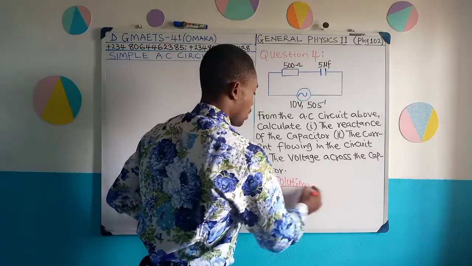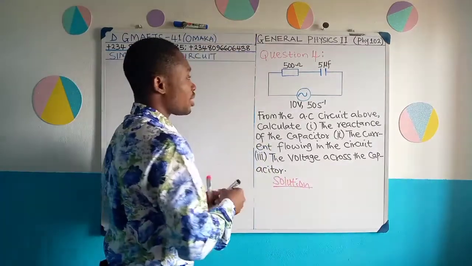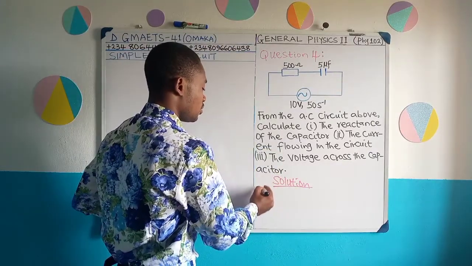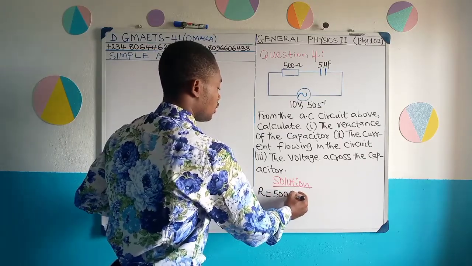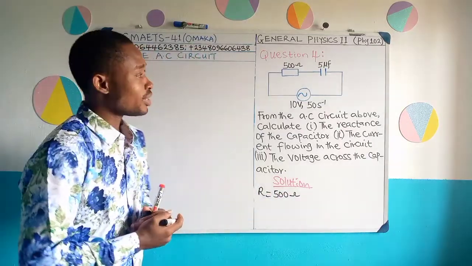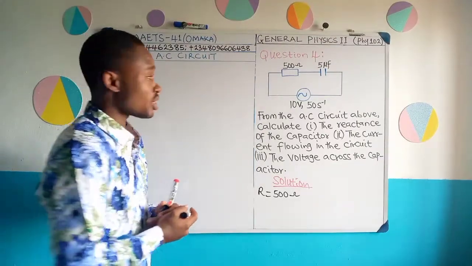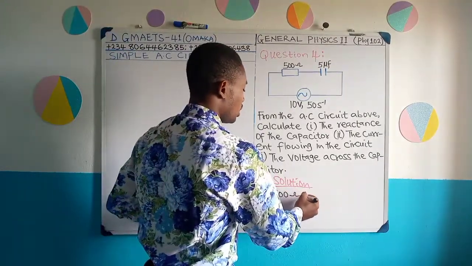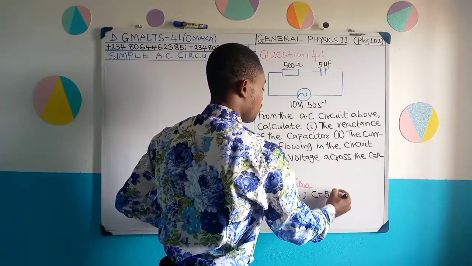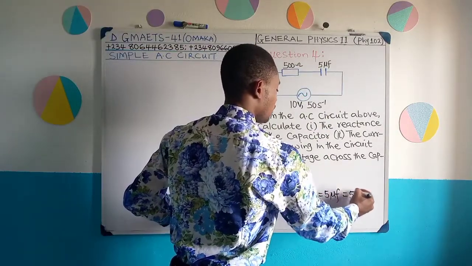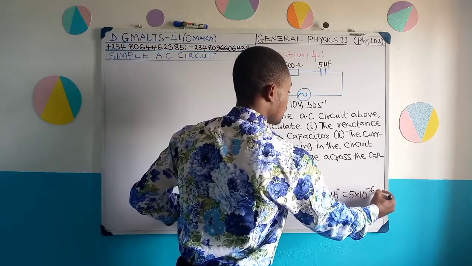Solution. Now from the question, let's bring out the data. We know already the resistor is given to us to be 500 ohms. That is the resistance in the circuit. And then we're given the capacitance in the circuit, C, to be 5 microfarad, which is the same as 5 times 10 raised to the power minus 6 farad.